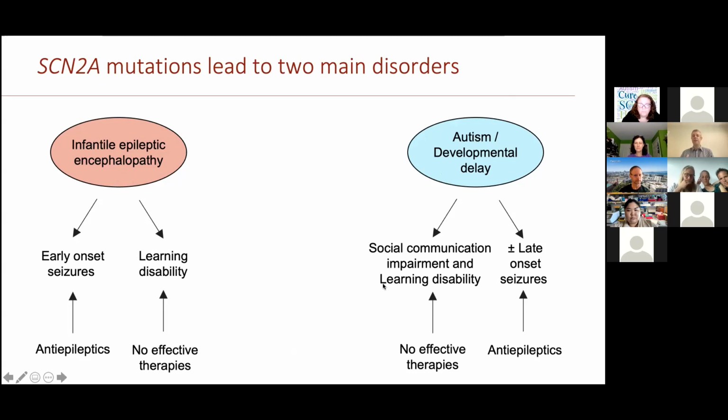And then the second major group is autism and developmental delay. These children tend to present first with social communication impairment or a learning disability or failure to meet developmental milestones at the right time. At the moment, there are no effective therapies for that. And then some individuals go on to develop late onset seizures, for which sometimes anti-epileptics help a bit, but again, rarely completely control it.